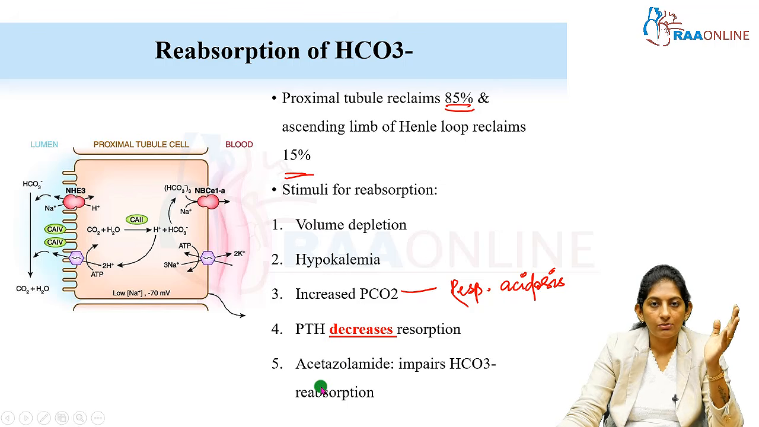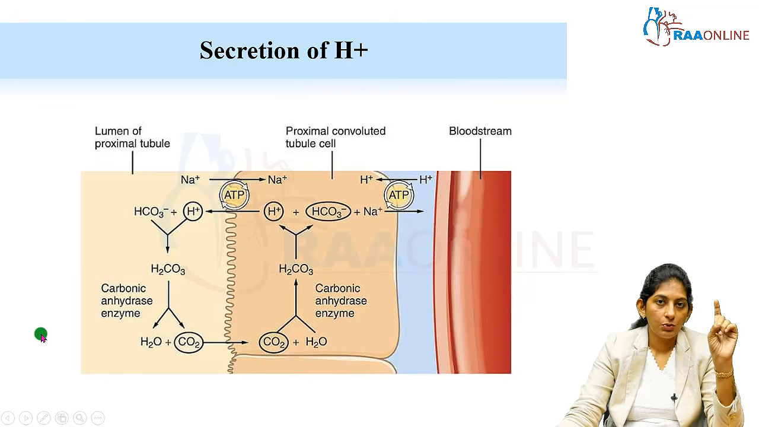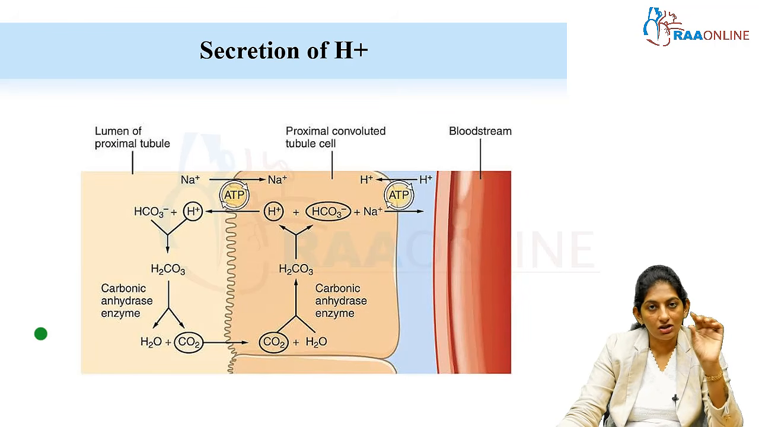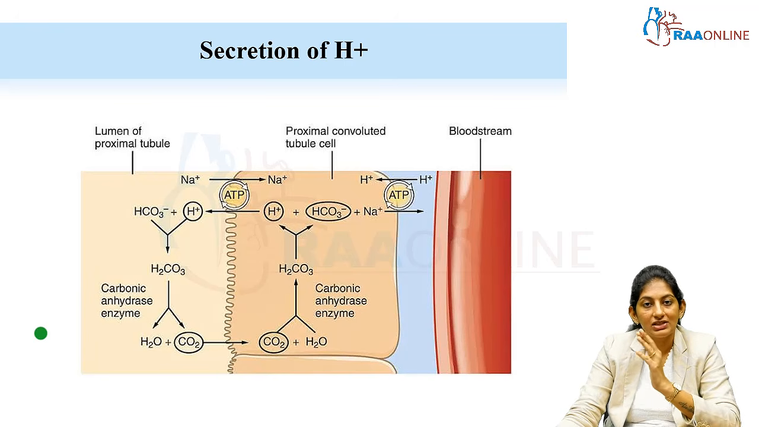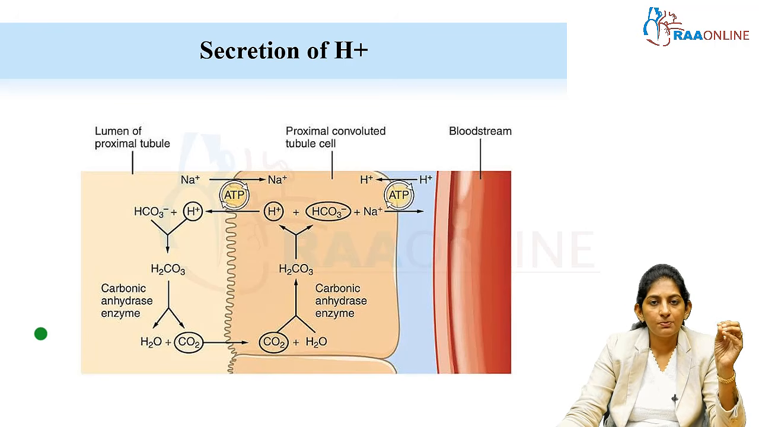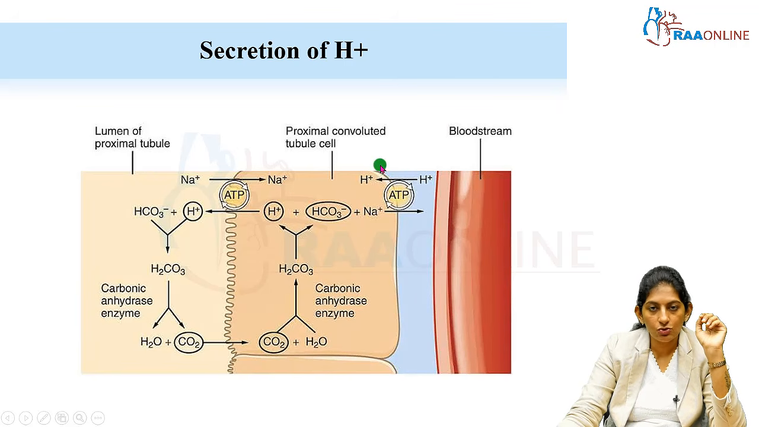Acetazolamide is a carbonic anhydrase inhibitor. Again, that will impair bicarbonate reabsorption because it inhibits the carbonic anhydrase enzyme. That was about reabsorption of bicarbonate. We just talked about what happens in the proximal tubule because maximum absorption takes place there. Next, secretion of H plus. H plus is taken up from the bloodstream through the sodium hydrogen ATPase, where H plus comes from the bloodstream into the proximal convoluted cell, whereas sodium is reabsorbed. This H plus, again through the same sodium hydrogen ATPase, is secreted into the lumen.